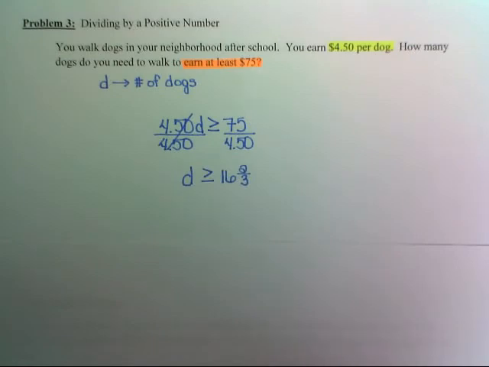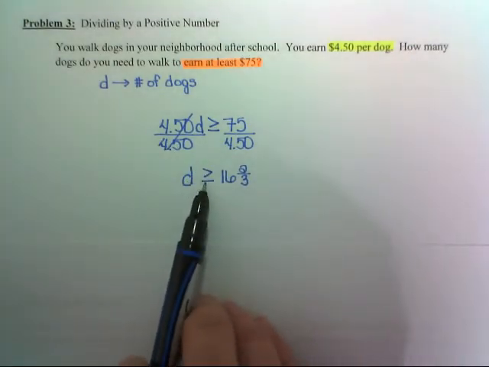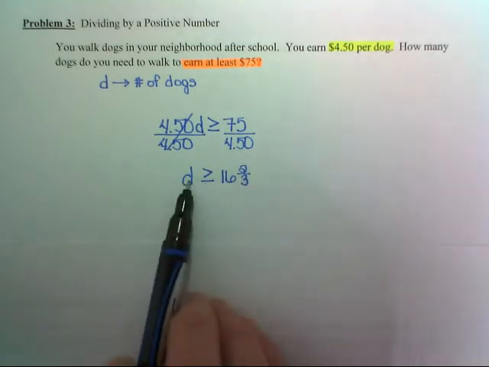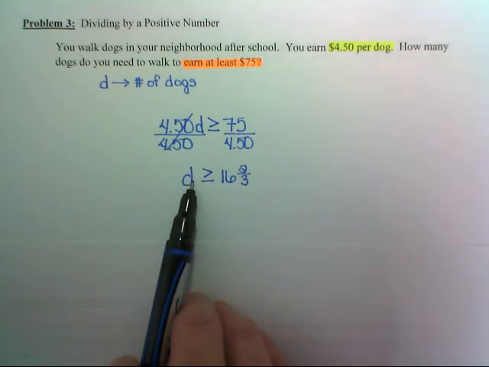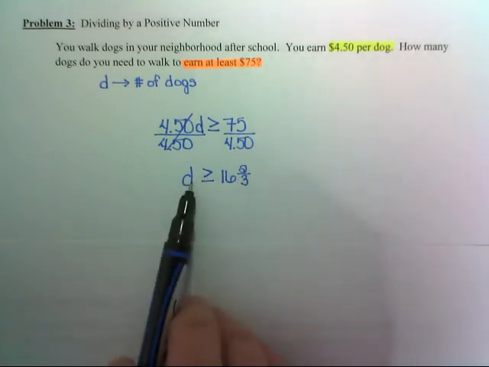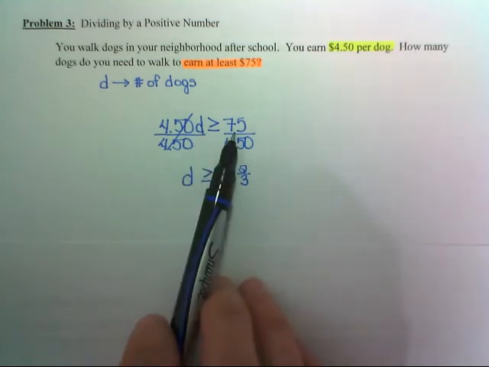Well, if we walk just 16 dogs, let's put it in here. Is 16 greater than or equal to 16 and 2/3? No, it's not. 16 does not satisfy this inequality. It is not greater than 16 and 2/3. It's actually less than that. So I can't say that walking 16 dogs is going to help me reach my goal.